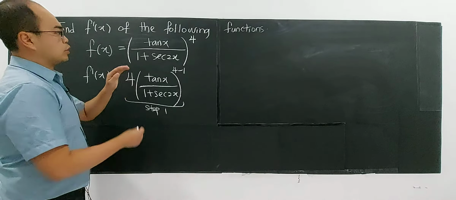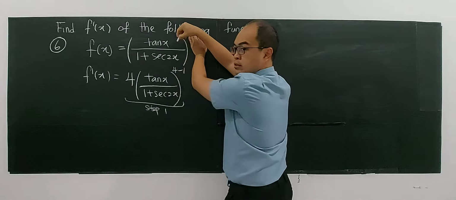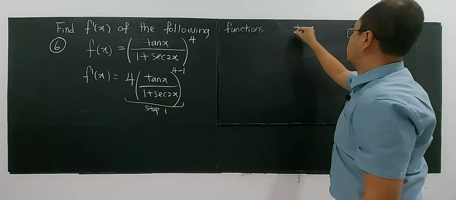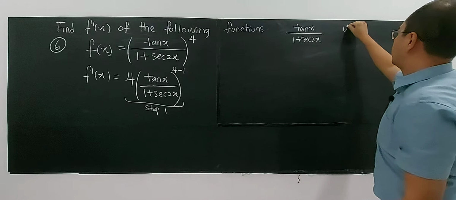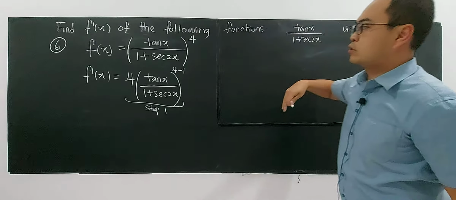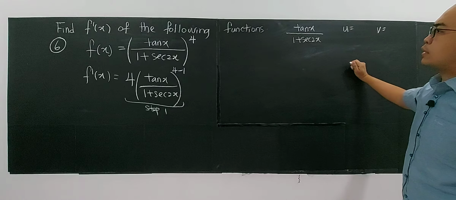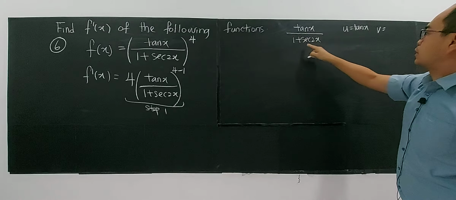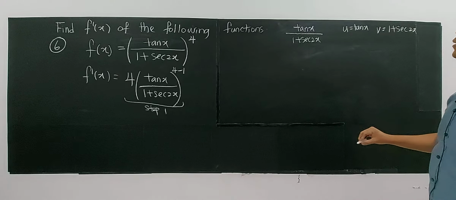Now we don't look at the 4, but we look at the function inside here. This function, tangent x over 1 plus secant 2x, we have your u and v. It's a quotient rule when we want to differentiate the inside function. So your u will be tangent x and your v will be 1 plus secant 2x.